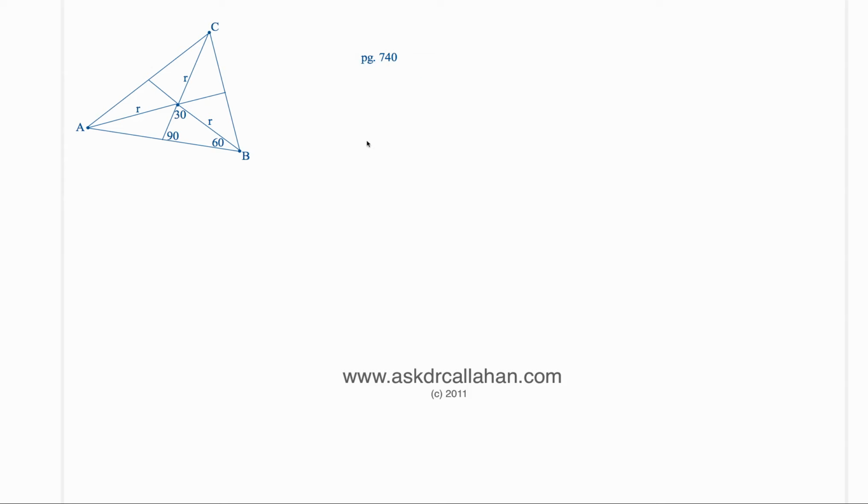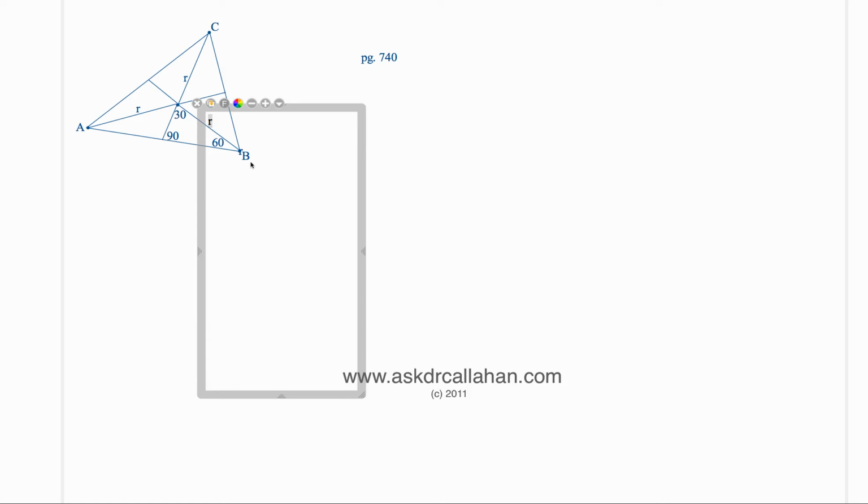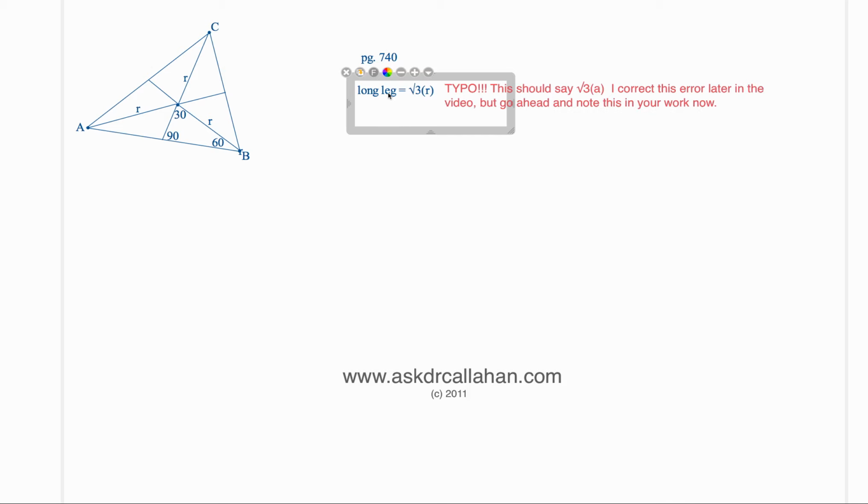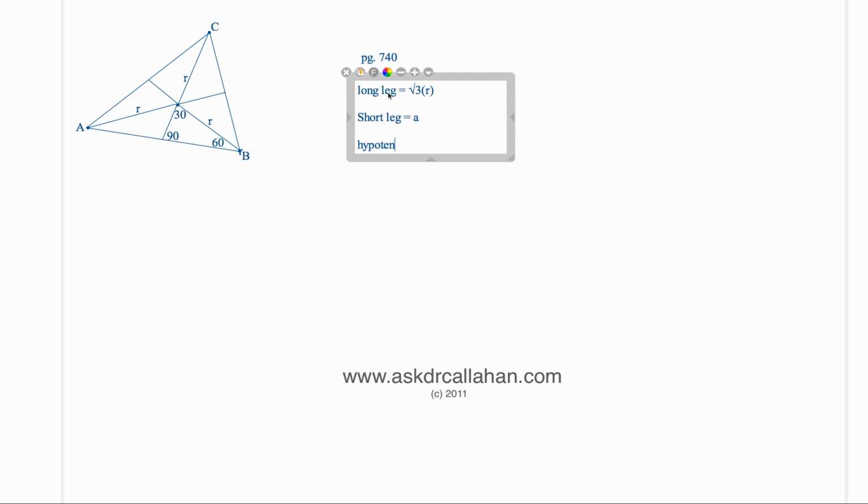They talk about the rules for 30, 60, 90 triangles. And part of what they say there is, let me pull this over here so I'm writing reasonably. Okay, they say that the long leg of a triangle is equal to this formula. They say, okay, it's square root of 3 times a. And then they say the short leg is equal to a, and that the hypotenuse is equal to 2 times a.